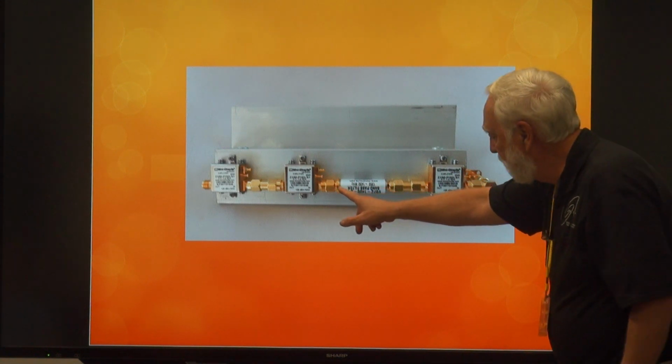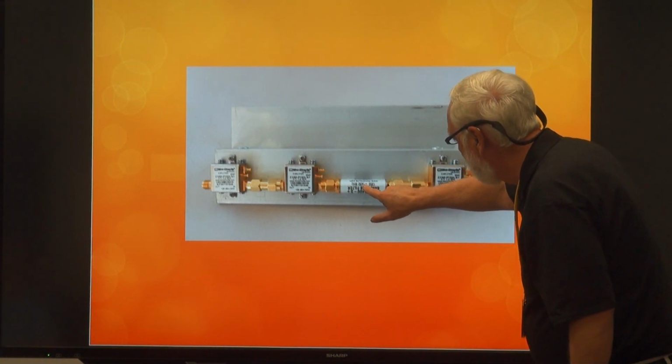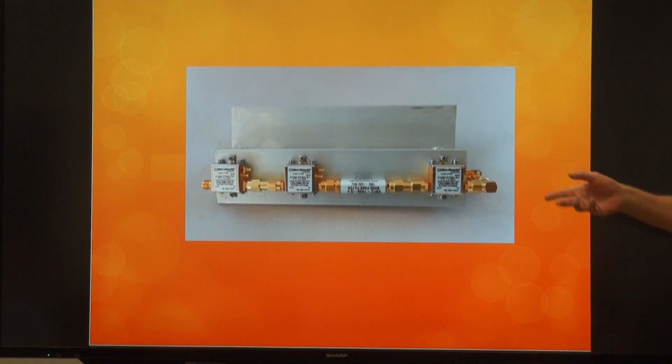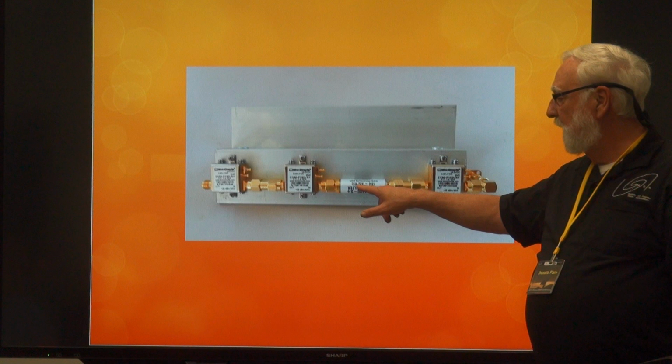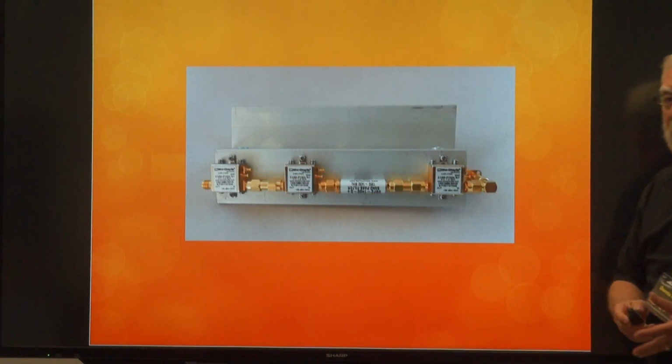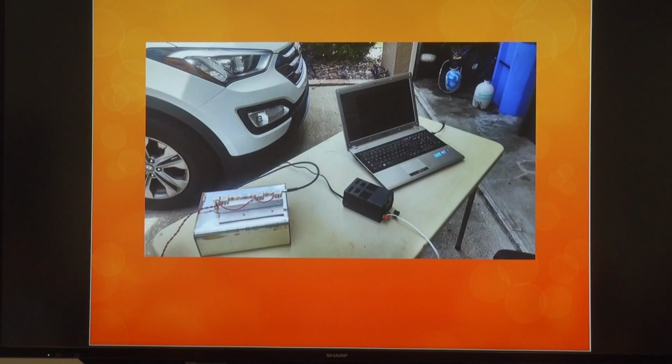Right here is a filter that goes from 1350 megahertz to 1450. Well, my 1420 is right in the middle of that. So anything outside that range is going to be knocked down and won't be amplified. This is the input, goes through here, amplified twice more, and then it goes through a coaxial cable down to my RTL SDR. There's the whole thing set up.